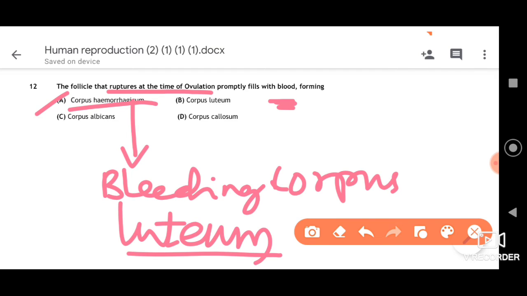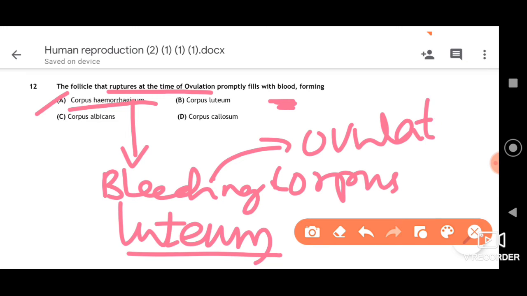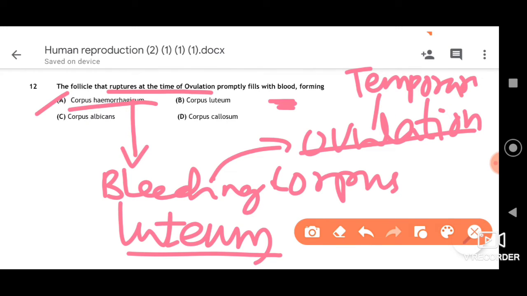Further, let me tell you that this corpus hemorrhagicum is a temporary structure formed immediately after ovulation. Immediately it is formed after ovulation, but it is temporary. That is also very important to understand, my dear friends. It is a temporary structure. After ovulation, it is released from the ovarian follicle, and this corpus hemorrhagicum is filled with blood that quickly clots. So the right answer here is option A.